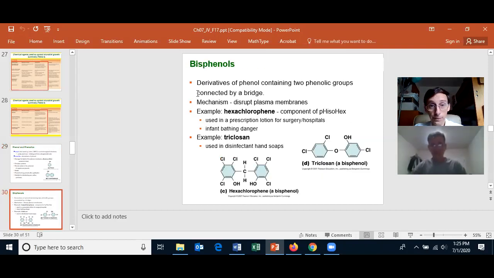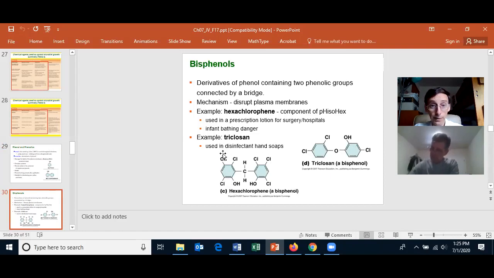Biphenols, another derivative of phenol. They contain a bridge connecting two phenolic compounds together. Their mechanism is mainly they disrupt plasma membranes. An example, hexachlorophene, right here.